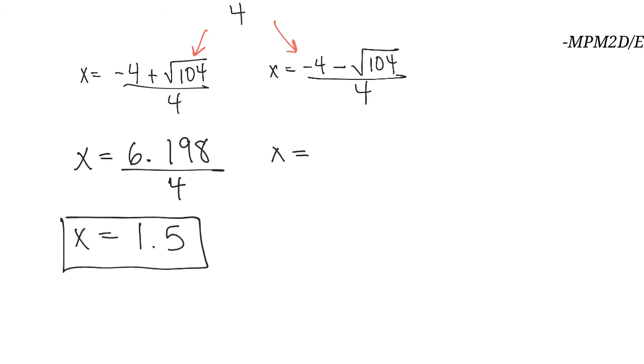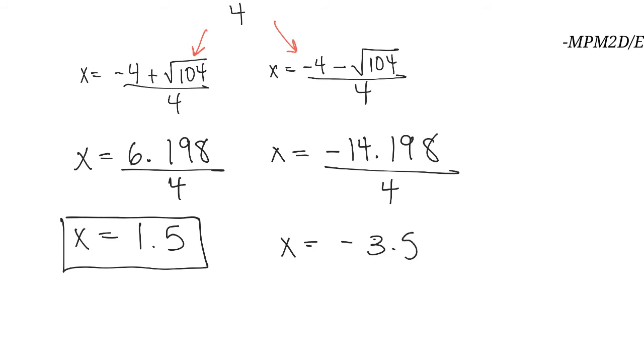My other answer is going to be negative 4 take away the square root of 104. That roughly gives me negative 14.2, actually, let's round a little bit less. I'm going to keep it to negative 14.198. That's going to get divided by 4. So negative 14.198 divided by 4. So my other possible answer is going to be negative 3.5.